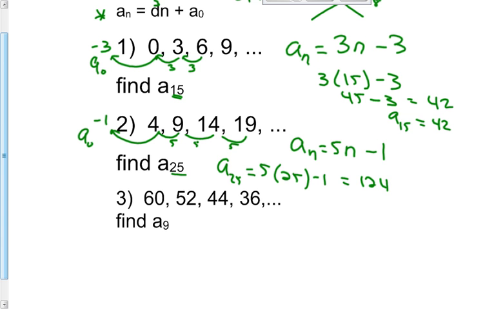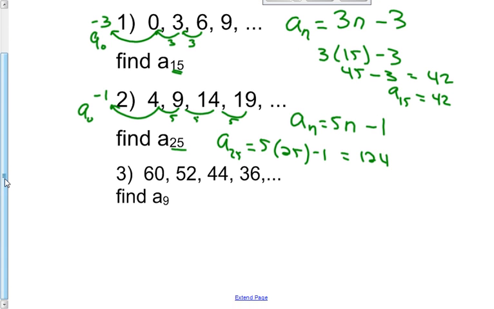All right, let's do this next one. This is a new example. 60, 52, 44, 36. Remember, go backwards. 52 minus 60, negative 8. 44 minus 52, negative 8. Negative 8. So our common difference is negative 8.